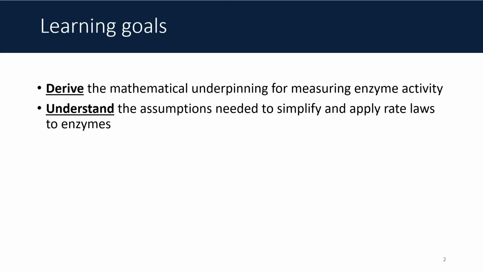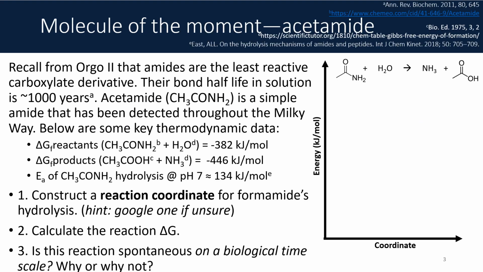The learning goals for enzyme kinetics will be, in tandem, to derive the mathematical underpinnings for measuring enzyme activity, while we strive to understand the assumptions needed to simplify and apply those Gen Chem rate laws to enzymes. Our molecule of the moment will be acetamide. The question that I have paired with this may look intimidating, but once you put pen to paper, I predict it will start to look familiar. Make sure you work on this and come ready to present when we start lecture.